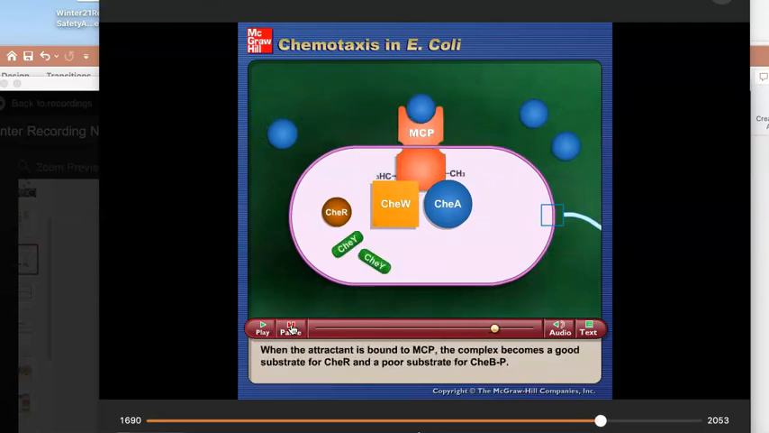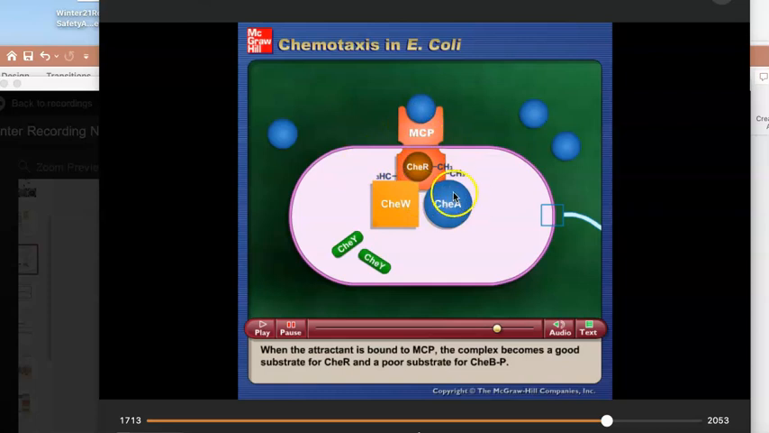So there's the MCP being bound. When the attractant is bound to MCP, the complex becomes a good substrate for CheR. That means the microbe wants to run more now, right? And so CheR starts winning. CheR starts methylating the heck out of the MCP.